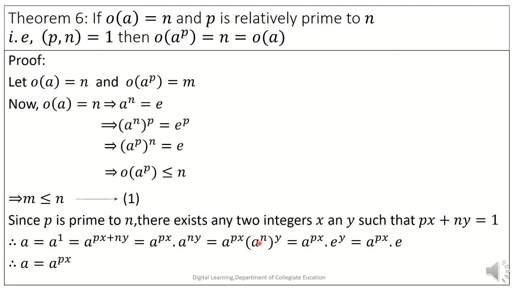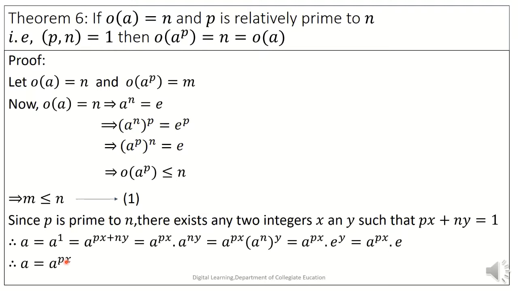Here e to the power y means e is multiplied y times. If you multiply e y times, then its value is e only, isn't it? Therefore e to the power y, again e is multiplied y times, you will get e only. Therefore a to the power px into e. Therefore a is equal to a to the power of px.